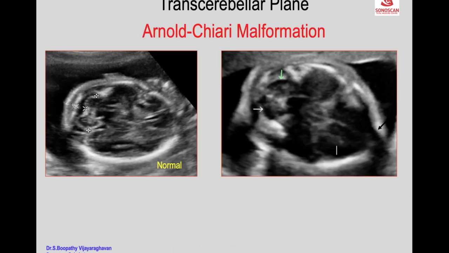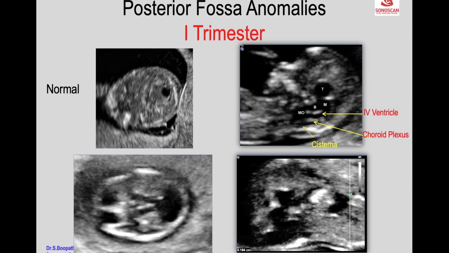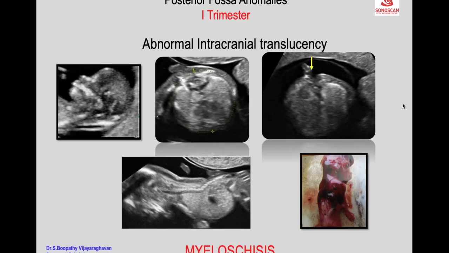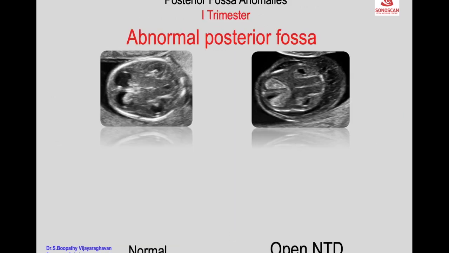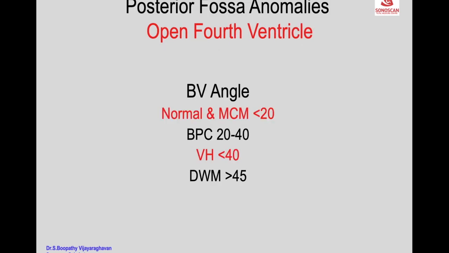Similarity of the posterior fossa is seen on the two transcerebellar images. If you see the enlarged fourth ventricle cisterna magna complex in the first trimester, we have to follow for a neural tube defect, and that is the specimen. And another, 40 in vermian hypoplasia, less than 40, and Dandy-Walker malformation.